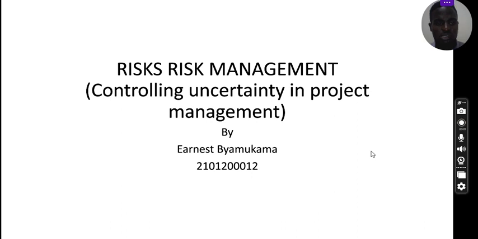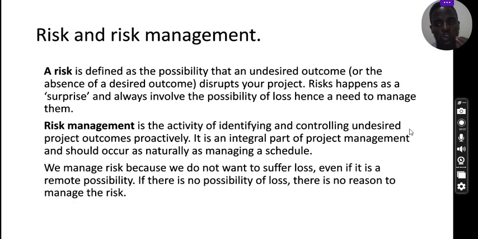These are uncertainties that happen within a project and they can disrupt your project, and there is a need to manage them, which brings us to the concept of project management. Yes, allow me to go straight to the presentation. What is a risk? And what is risk management?